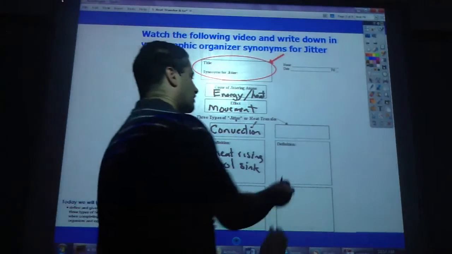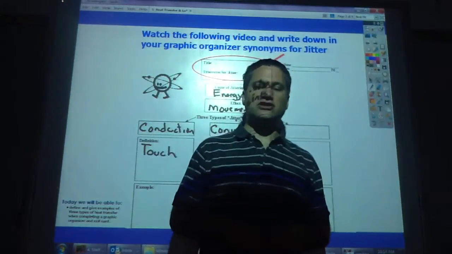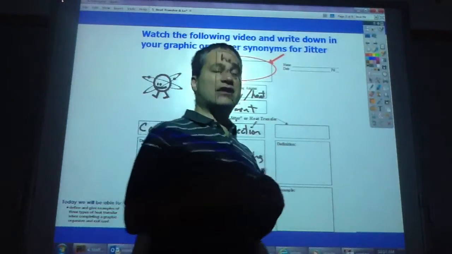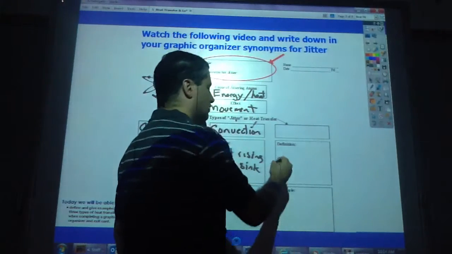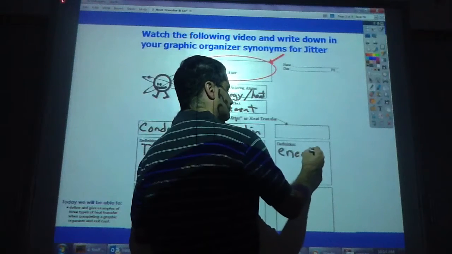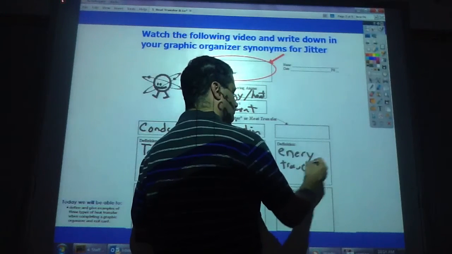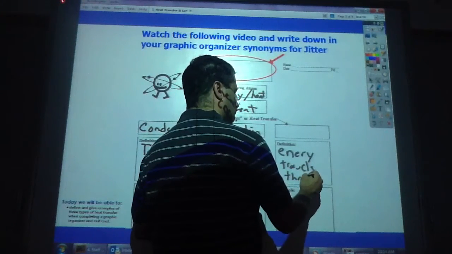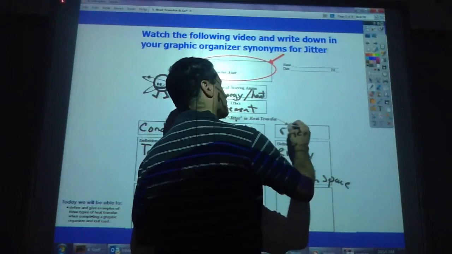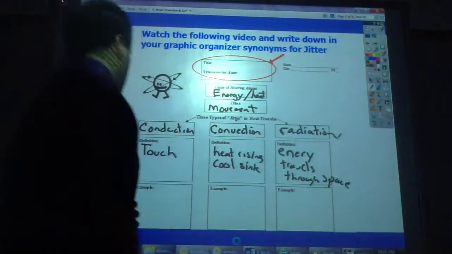And then the last one is when heat just, well, for example, when we talk about the energy of the sun going across space and getting to the earth, it goes across a vacuum. That energy traveling through space, we call that radiation.